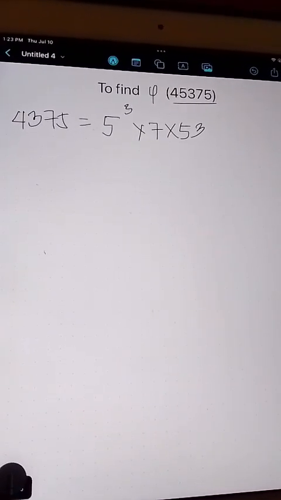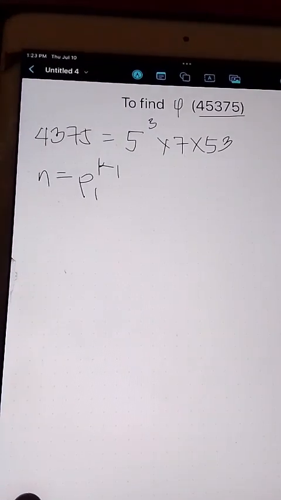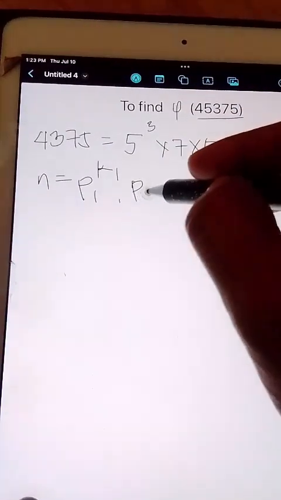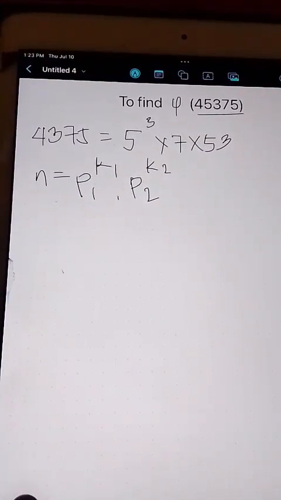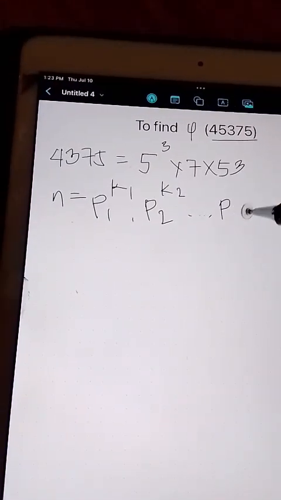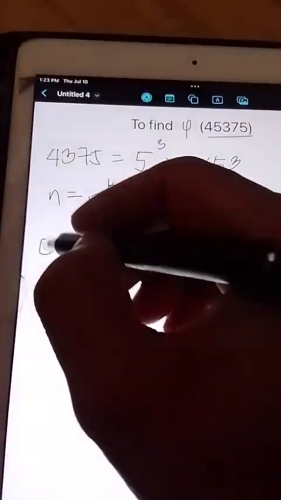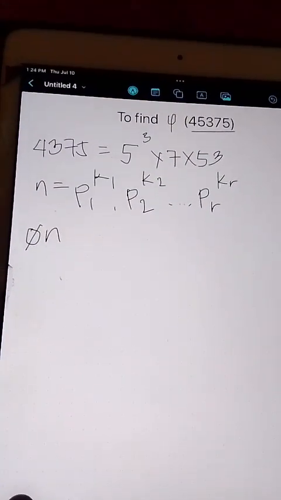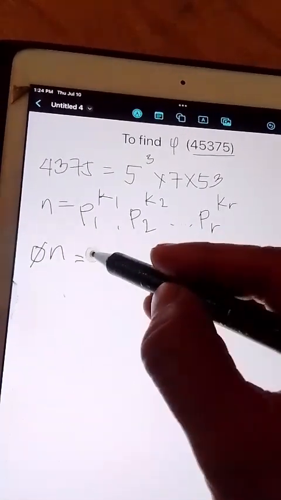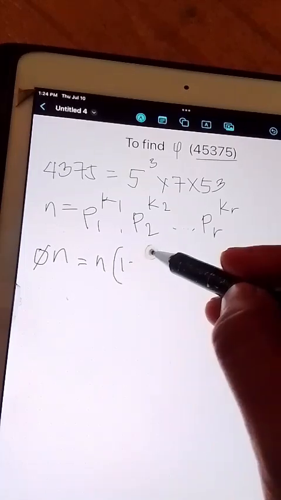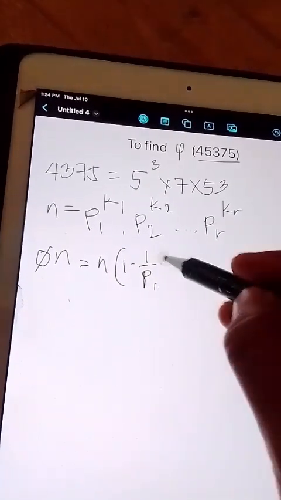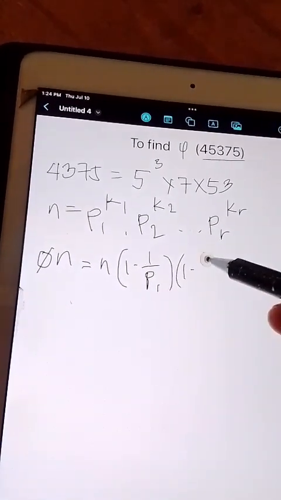So if the prime factorization of n is p1 raised to the power of k1, and p2 raised to the power of k2, and so on, let's say pr raised to the power of kr, then phi of n is equal to n times (1 minus 1 over p1) times (1 minus 1 over p2).